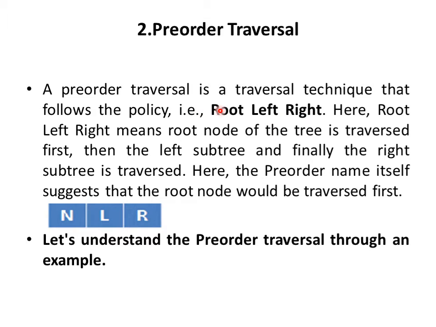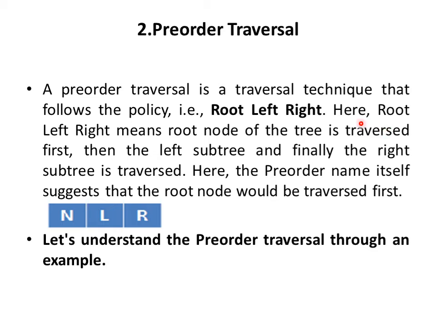This root is nothing but what we call the root node. I will take that as N, and this left subtree or left node is taken as L, and this right node or right subtree is taken as R. Here, first it will move to the root node, then it will move to the left subtree, and after completing this it will move to the right subtree.